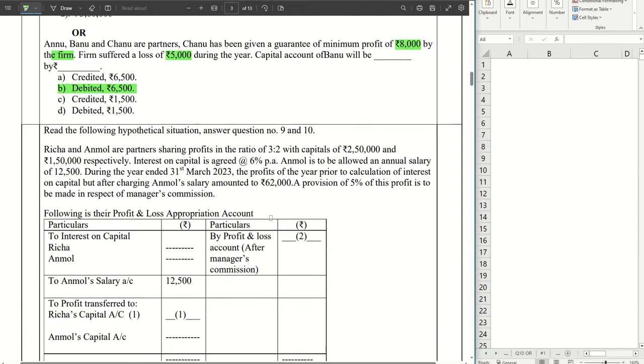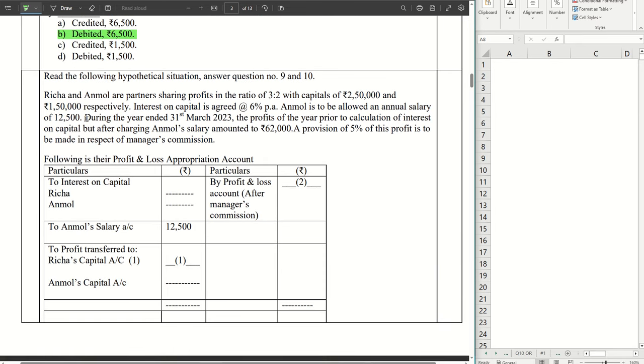Let's move on to the next one. We have a hypothetical situation. Based on that, we have to answer question 9 and 10. Richa and Anmol are partners sharing profits in the ratio 3:2 with capitals of 2,50,000 and 1,50,000 respectively. Interest on capital is agreed at the rate of 6% per annum. Anmol is to be allowed an annual salary of 12,500.